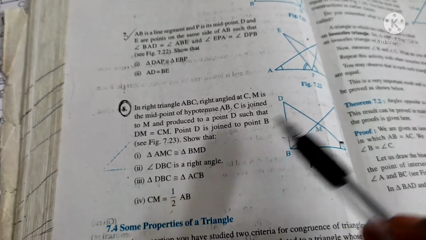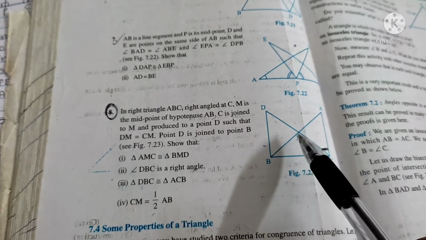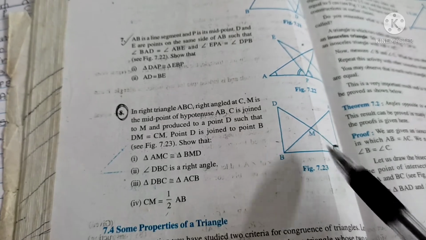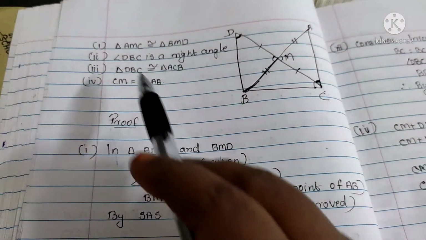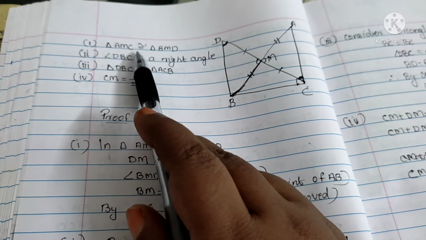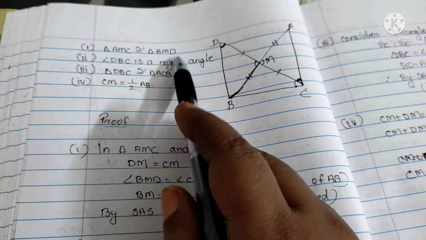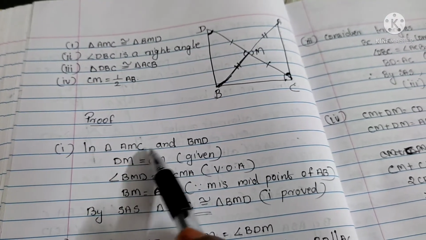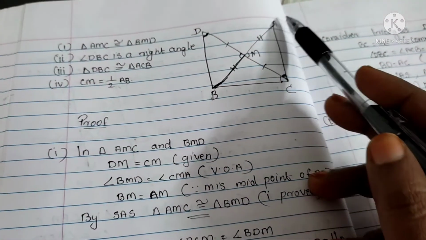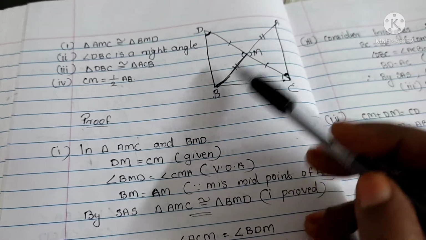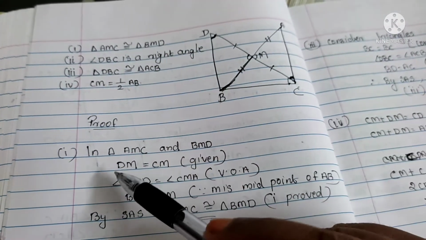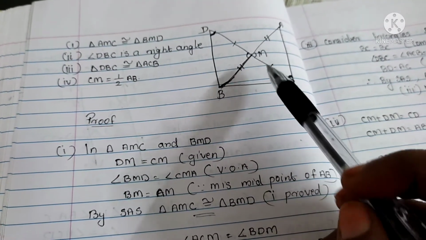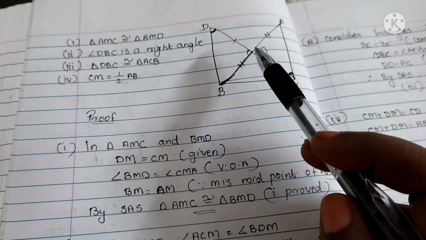First, we have to prove that triangle AMC is congruent to triangle BMD. Consider these two triangles, triangle AMC and triangle BMD. DM is equal to CM. It is given in the question.